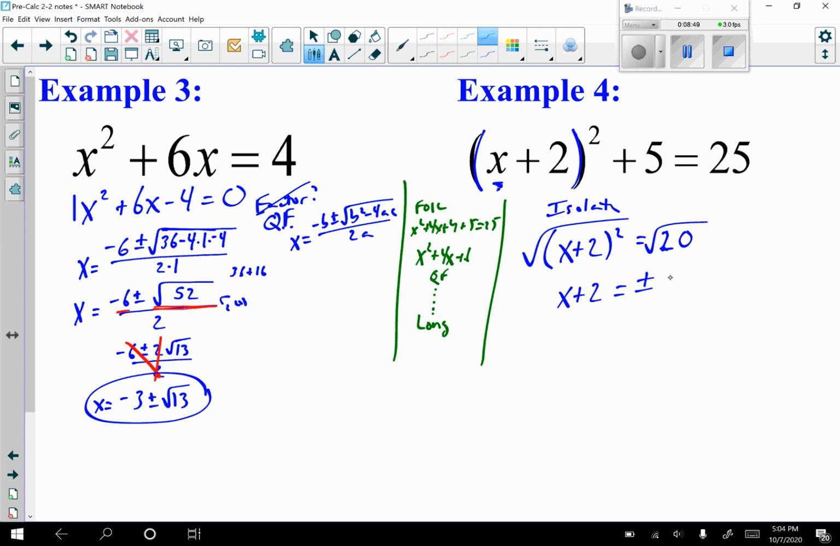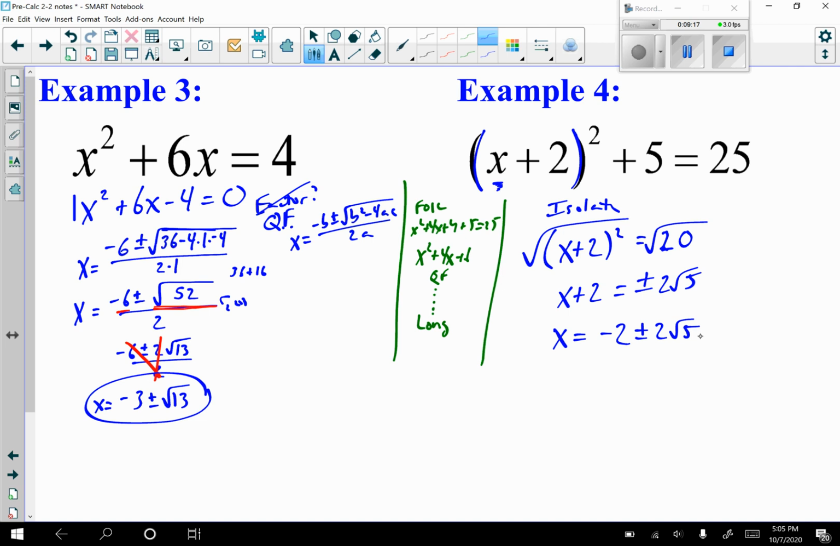So we've got this plus or minus. And 20 breaks down into 2 root 5. Be able to simplify those radicals pretty quickly. And now all you have to do is subtract. So x equals, I'm going to put it first, negative 2 plus or minus 2 root 5. Remember, this is two answers, negative 2 plus 2 root 5 and negative 2 minus 2 root 5. All right, there are some quick examples from 2-1. That should get you started on all of those.